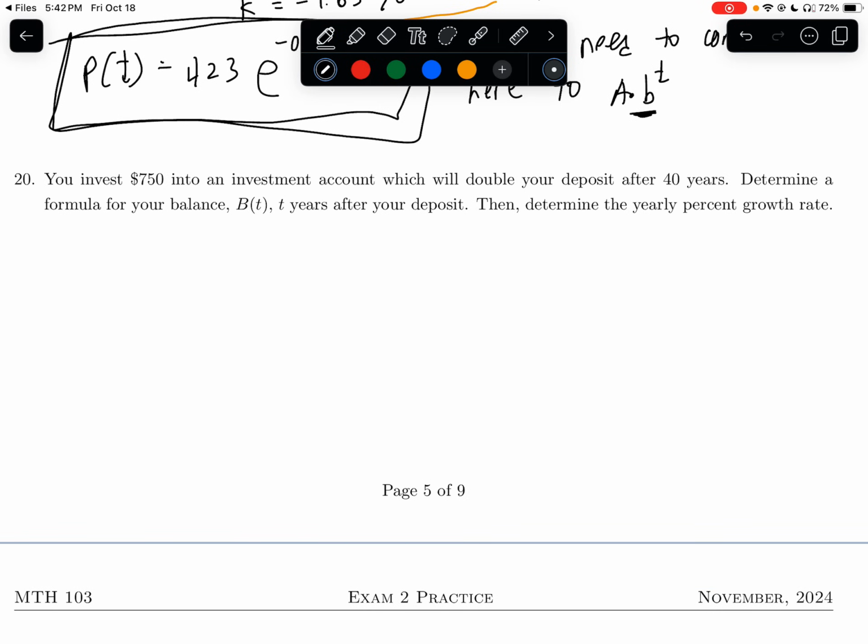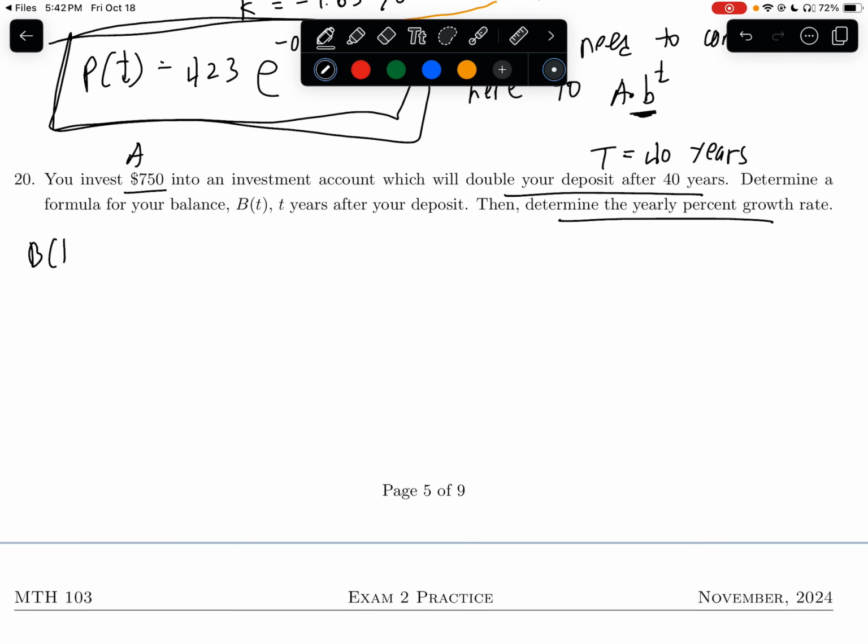So this account, this investment account, you start with $750. It doubles every 40 years, and we want to know a formula for the balance, and then also determine the yearly percent growth rate. So this is a, 750, and doubling the deposit means that the doubling time is 40 years.